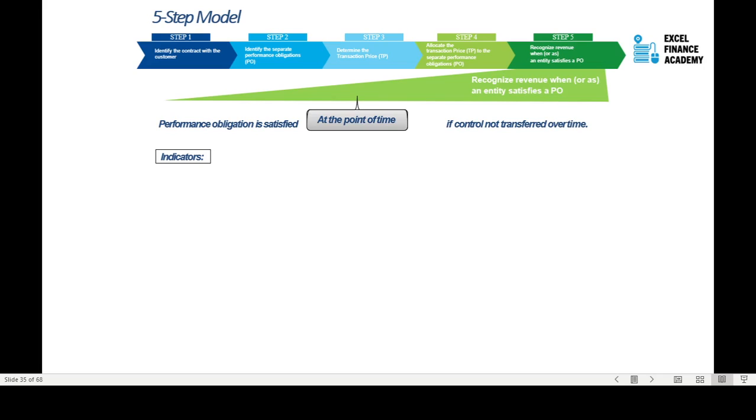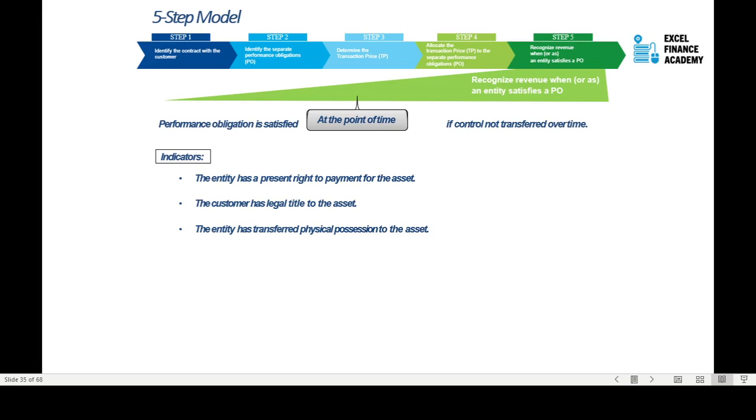At a point of time is indicated when the following are present: when control is not transferred over a period of time, it is transferred at a given point of time. And these are the indicators. The entity has a present right to payment for the asset, meaning at this moment, not at the time of the contract. The customer has the legal title to the asset already, or the entity has transferred the physical possession of the asset, or the customer has significant risks and rewards of ownership of the asset.